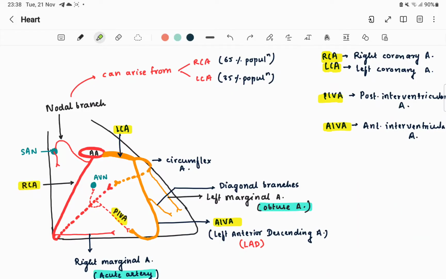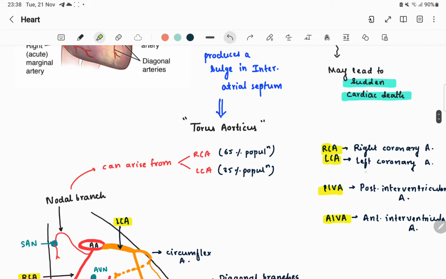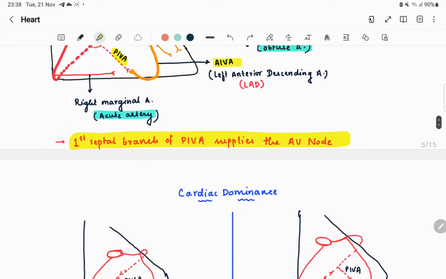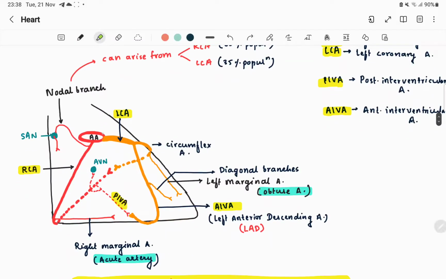So here, what is the arrangement of these arteries? Your coronary arteries. Talking about this, RCA is the right coronary artery, LCA is the left coronary artery, PIVA is the posterior interventricular artery, and AIVA is the anterior interventricular artery. So let's talk about your arteries.